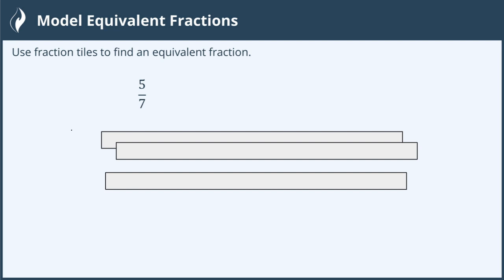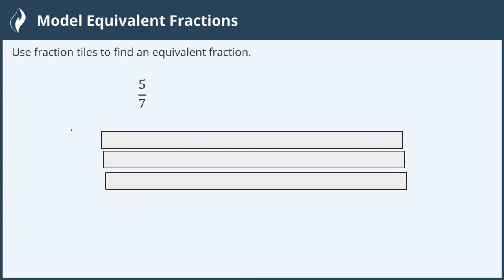The first one we're going to model is just the whole. So this first one is our whole value, and it is only one tile, so it's a whole value of 1. Our next tile is going to be divided into the even sections of the denominator. In this case, it's 7. Here I've divided our second tile into 7 equal sections.